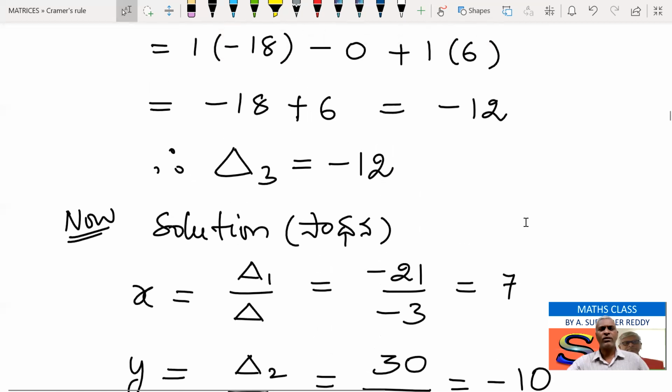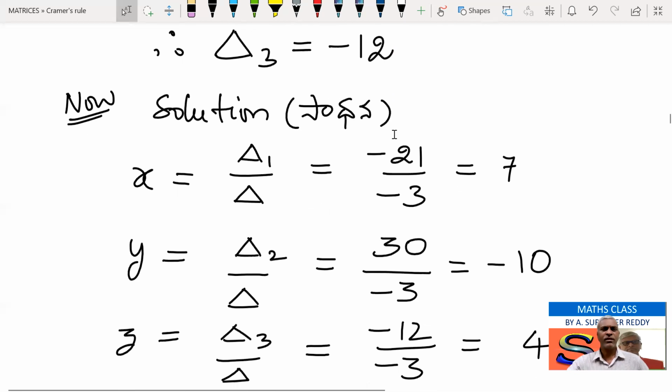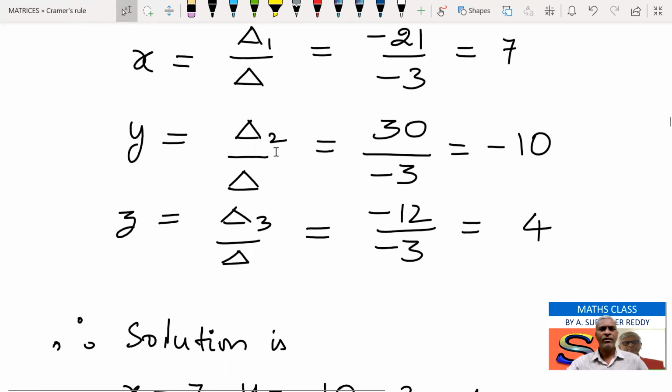After finding the 4 determinants delta, delta 1, delta 2, delta 3, now the solution. x value is delta 1 by delta. So delta 1 value is minus 21, delta value minus 3, minus minus will get cancelled, 3 7s are 21, so x value is 7. And y is delta 2 by delta, delta 2 value is 30, and delta value minus 3. So 3 10s are 30, minus sign is there, minus 10.